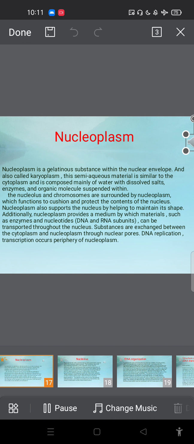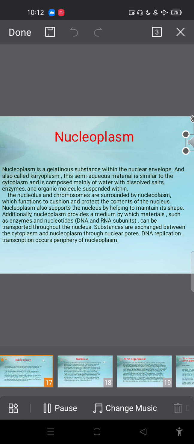Next one is the nucleoplasm. Nucleoplasm is a gelatinous substance within the nuclear envelope, also called karyoplasm. This semi-aqueous material is similar to the cytoplasm and is composed mainly of water with dissolved salts, enzymes, and organic molecules suspended within. The nucleolus and chromosomes are surrounded by nucleoplasm, which functions to cushion and protect the contents of the nucleus. Nucleoplasm also supports the nucleus by helping to maintain its shape.